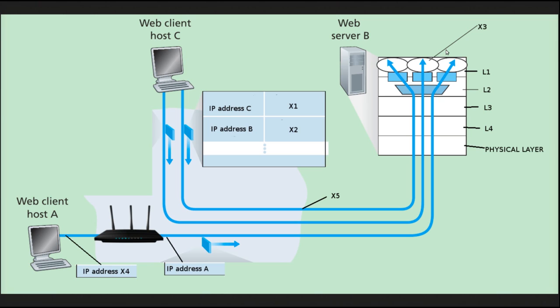So between the client here and the server here, we've got an IP address for both and a port number for both. Now that combination of 4 numbers defines a socket. That's what's labelled here as X5. That's the actual unique connection between the client and the server across the internet.